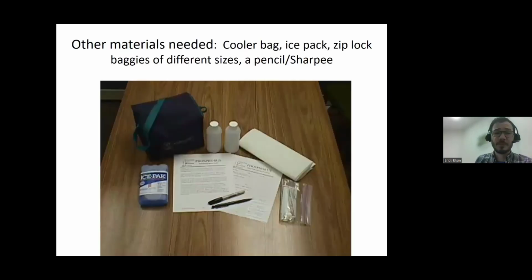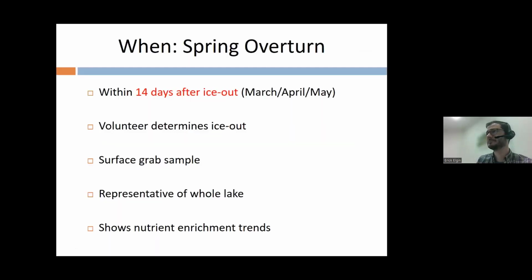Other materials needed, but we don't provide, are a cooler bag, ice pack, Ziploc baggies of different sizes, and a pencil or Sharpie. And I always mention pencil or Sharpie. It's important when you write on these labels that it's not from ink that will smear when getting wet. So pencils won't do it. And there are certain markers or pens that will not wipe off once they're applied. That's really important. Without being able to read the label, we can't accept the bottle or the sample.